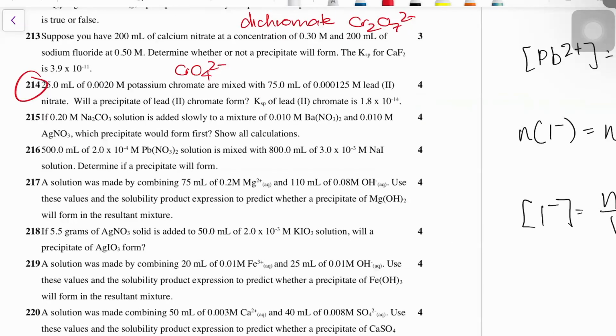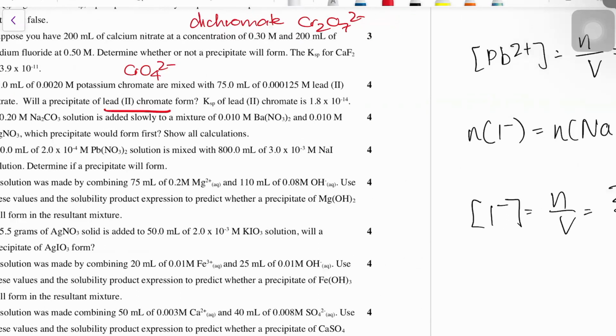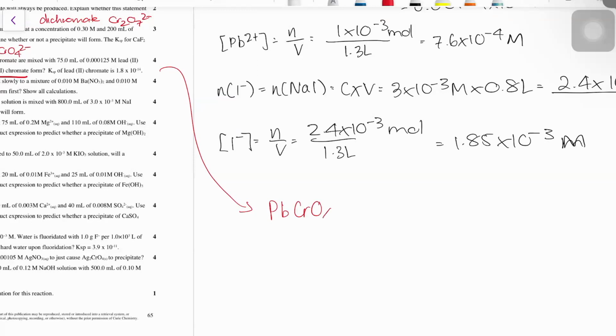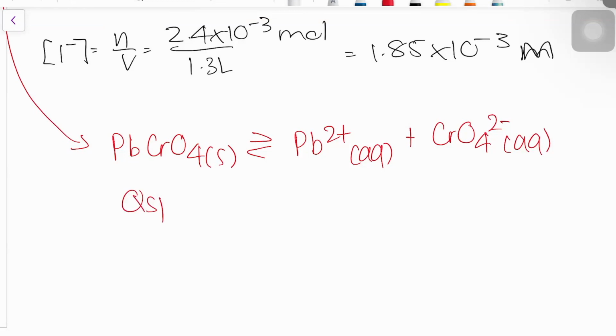I'm writing my Ksp expression or equation for the precipitate that forms. So they've told you it's a precipitate of lead chromate. They've told you it's lead 2+ and chromate is CrO4 2-. So what must the formula for lead chromate be? PbCrO4 solid turns into Pb2+ aqueous and CrO4 2- aqueous. What's my expression for Q using this equation?